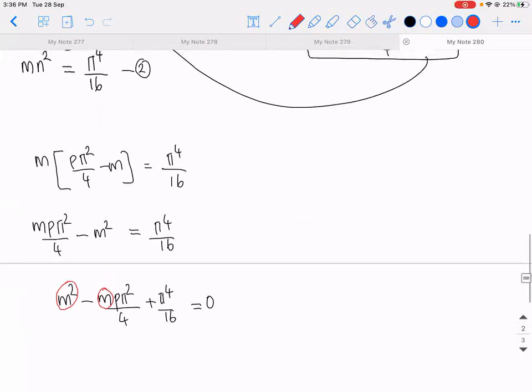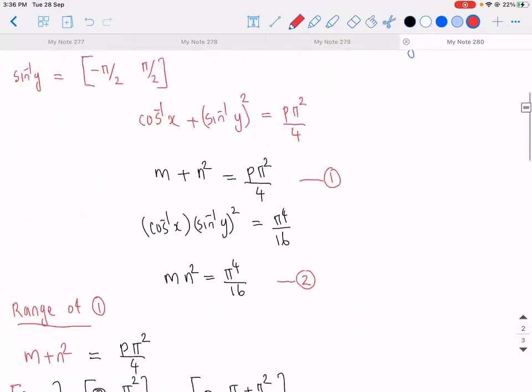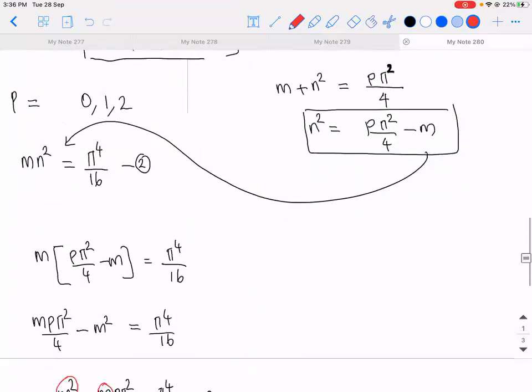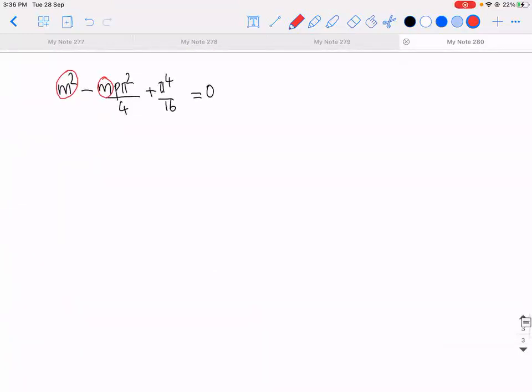Okay. Now, what is next? See, we have to read each and every part of this question. We need to find the value of p for which the system has what? A solution. That means the quadratic equation should give a solution. We know about quadratic equations. The quadratic equation may give a solution or may not. So the quadratic equation will give a solution when its discriminant is greater than or equal to 0. So what is the discriminant? Discriminant is b square minus 4ac.